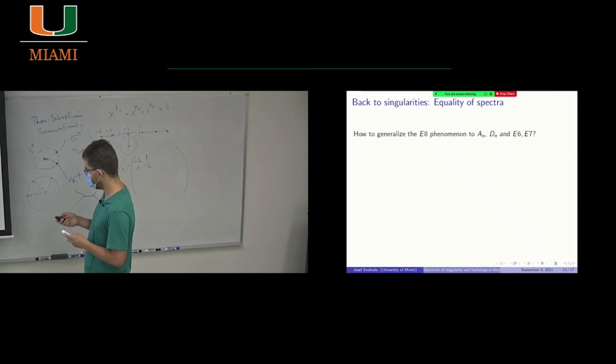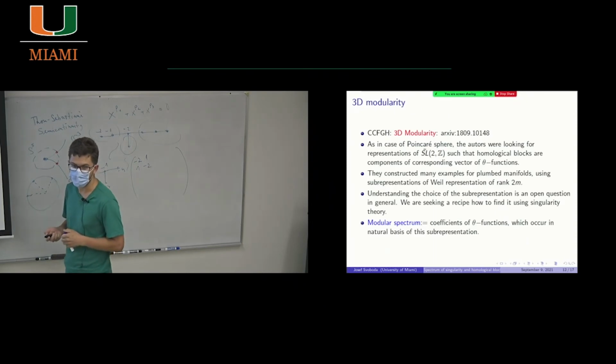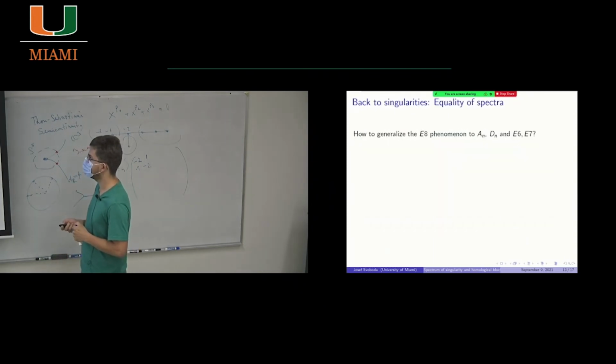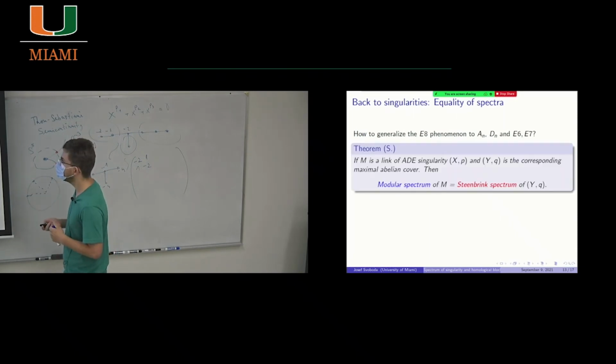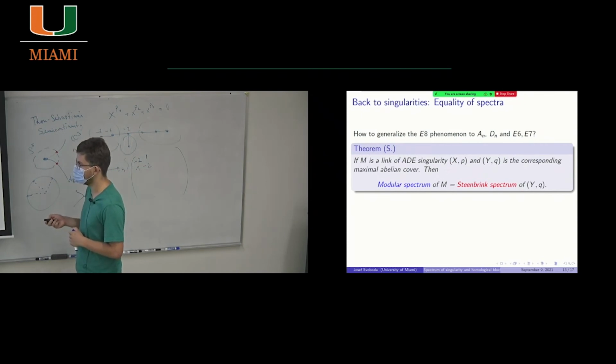It took me a while to understand this paper, because it's written in a very different way. It's like a physics paper. So the theorem is like this: if you have an ADE singularity X, and you take its link M, and you take the maximal abelian cover, or universal abelian cover, of this singularity, then the modular spectrum of M, meaning the coefficients of theta functions, is exactly the Steenbrink spectrum of this abelian cover.